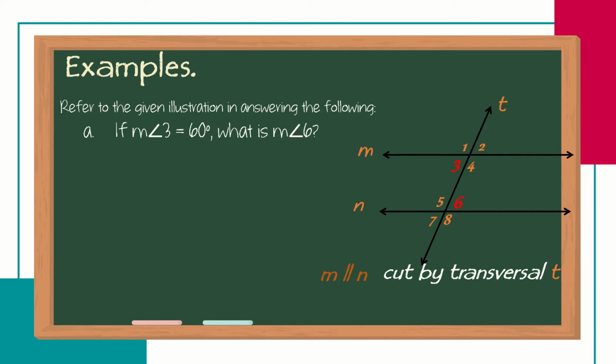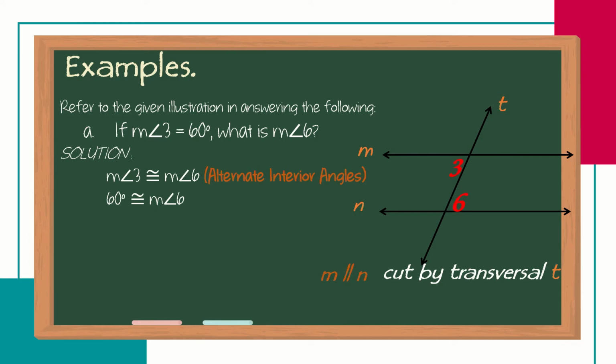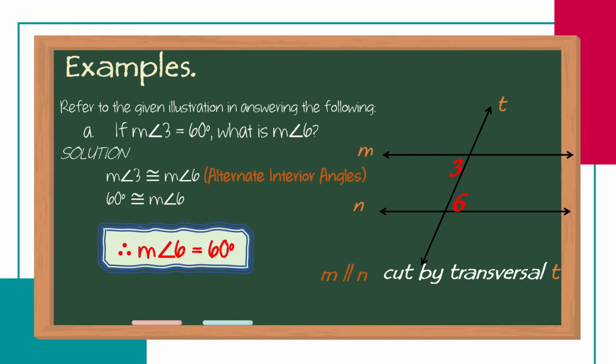That is right. Angle 3 and angle 6 are alternate interior angles. And as discussed earlier, the alternate interior angles are congruent. Therefore, the measure of angle 3 is congruent to angle 6. And since it is given that the measure of angle 3 is equal to 60 degrees, therefore, the measure of angle 6 is also equal to 60 degrees. Easy, right? Let us now proceed to item B.